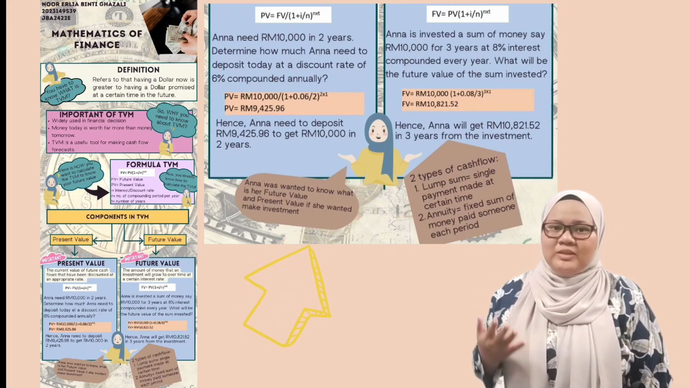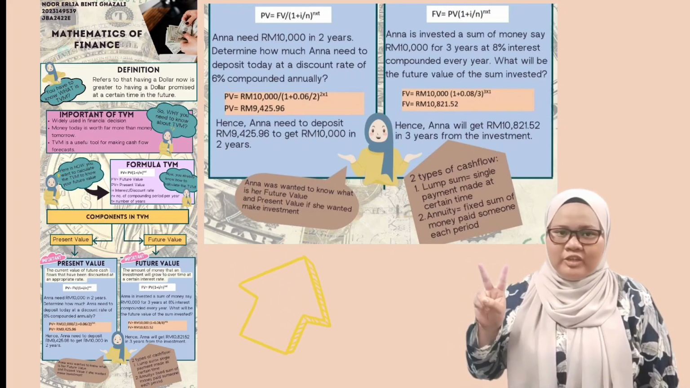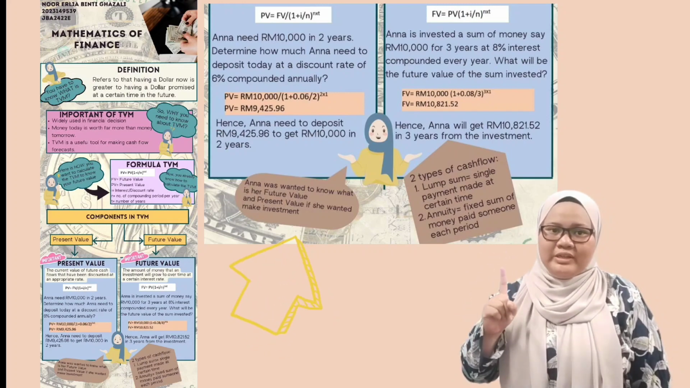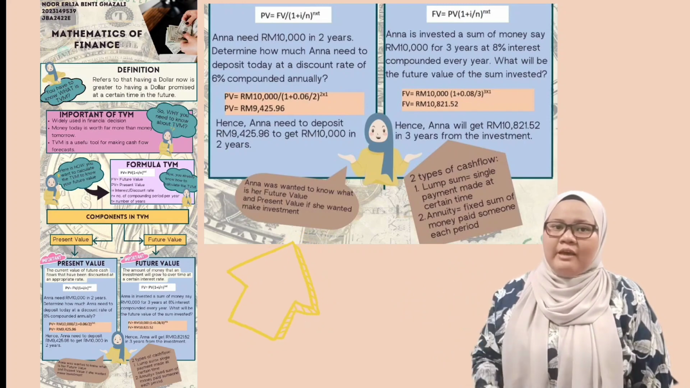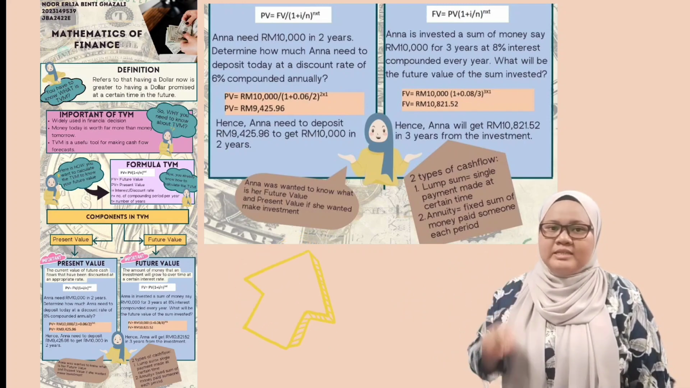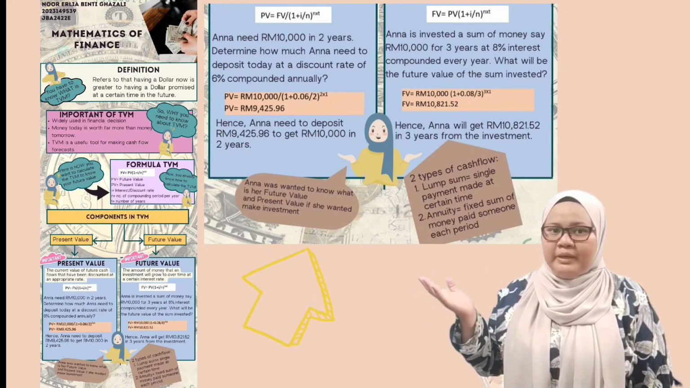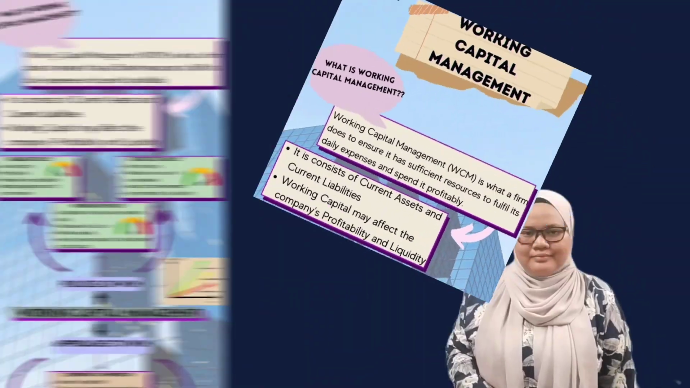Last but not least, for Chapter 6, there are two types of cash flow. Number one is lump sum, which refers to a single payment made at a certain time, and the second one is annuity, which is a fixed sum of money that is paid for each period.